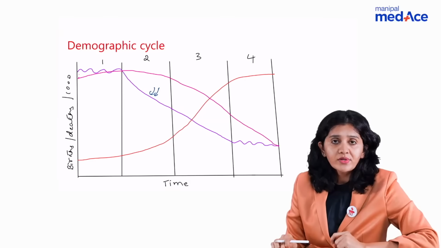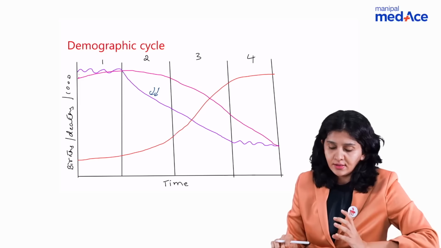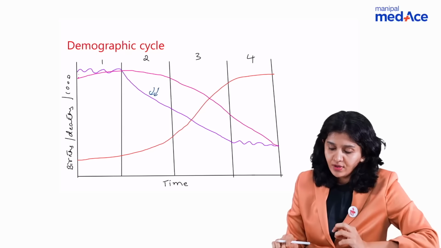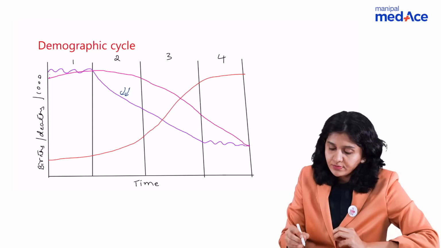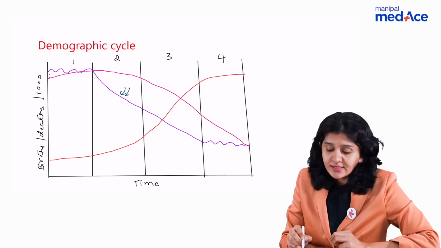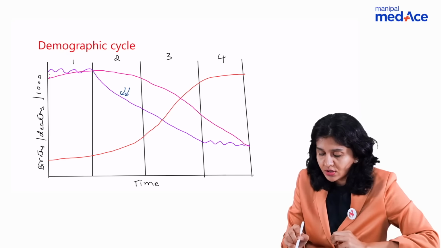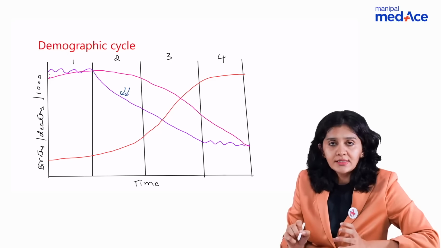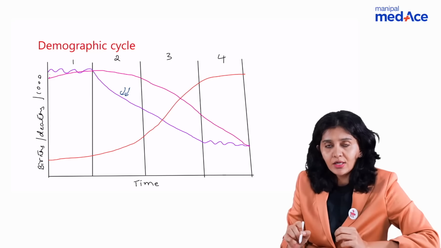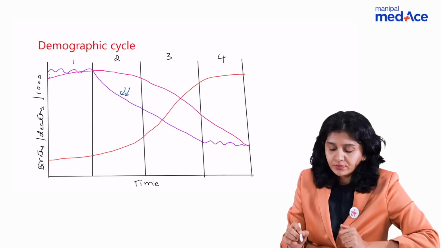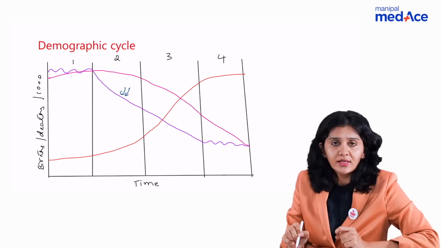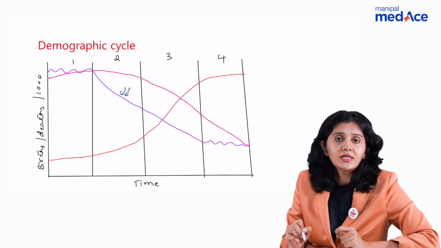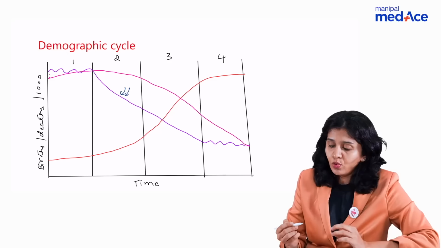So there was one more question from demographic cycle in PG 2024. So what was this question? Identify the marked structure. So this particular structure in purple line was marked. We were supposed to guess it, right? Whether it is a birth rate, death rate, etc. So what is this? Is it birth rate or death rate? So let us revise the demographic cycle stages. Then you will only get the answer.